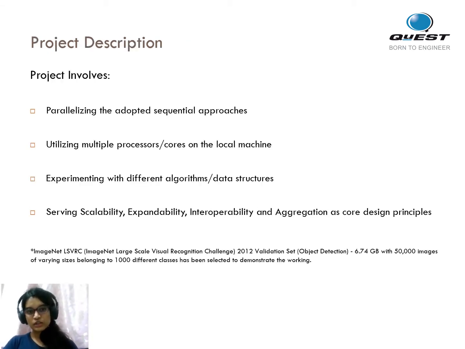Our objectives include parallelizing the involved sequential approaches by making use of the multiple processors or cores on the local machine, and experimenting with different algorithms and data structures while still serving scalability, expandability, interoperability, and aggregation as our core design principles. For this purpose, we have chosen the ImageNet ILSVRC 2012 validation set for object detection, around 50,000 images of varying sizes belonging to 1,000 different classes, in order to demonstrate the working.